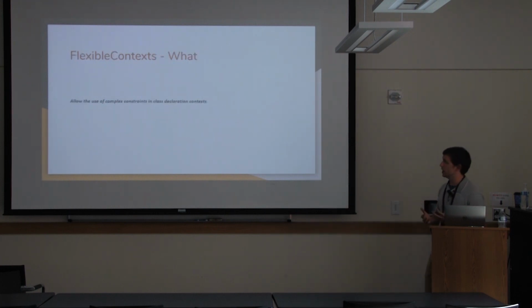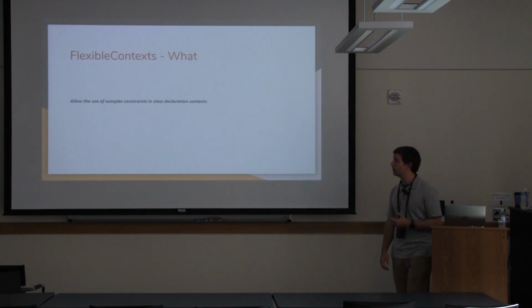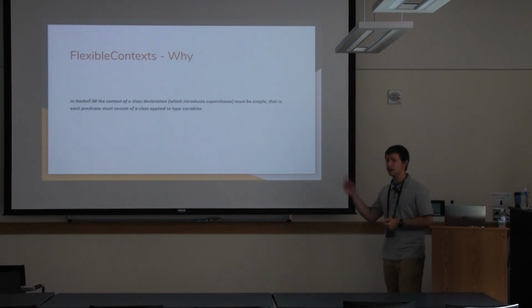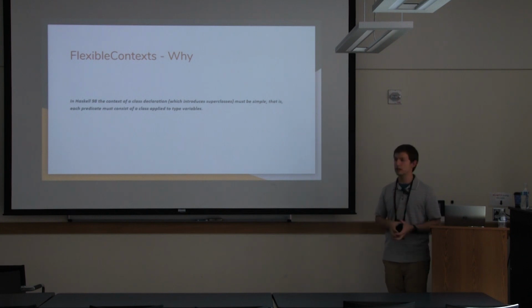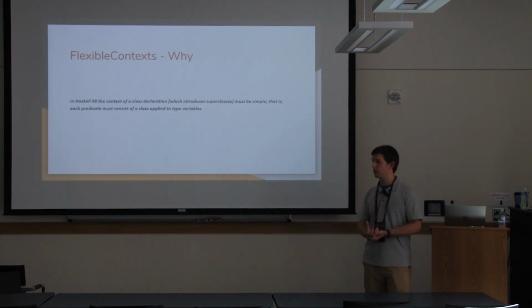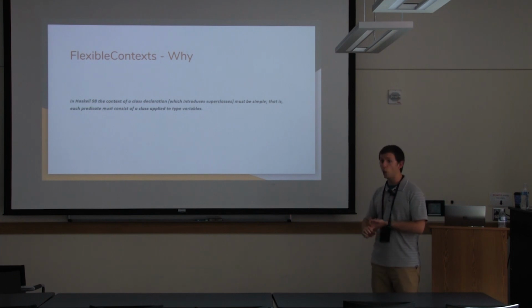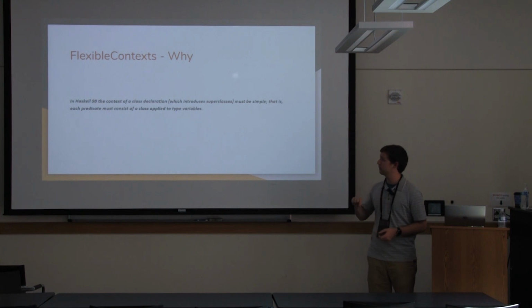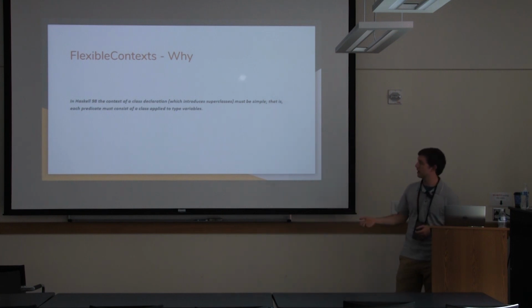All right, so the next thing is flexible contexts. What this does, like it says, is allow the use of complex constraints in class declaration contexts. So why would you want something like that? Well, when class declarations were first being cemented, the context had to be simple. They wanted it to be extremely bare bones so that they could ensure you always have a deterministic compilation, that it's never ambiguous, and everything moves on smoothly. Their definition of simple that makes that work is that each predicate must consist of a class applied to type variables.